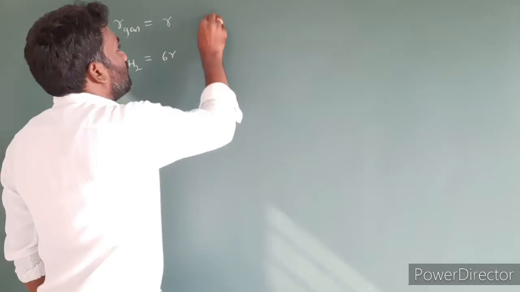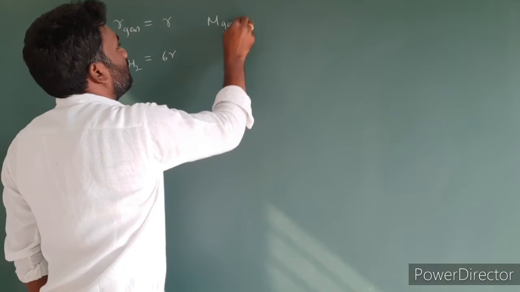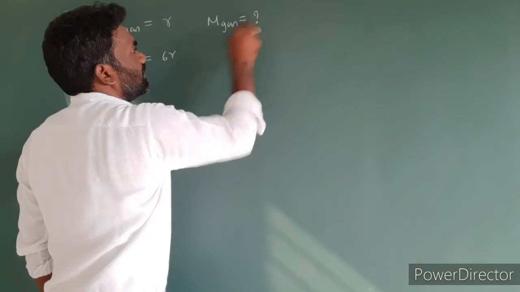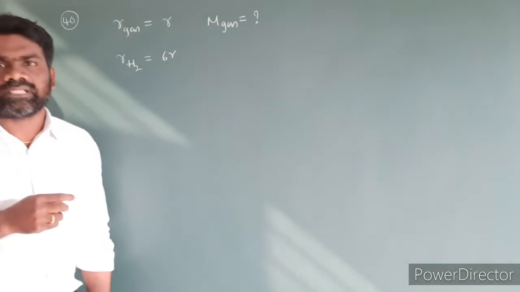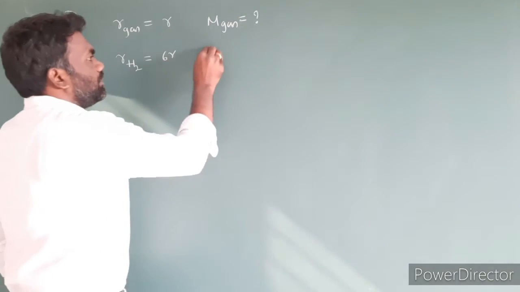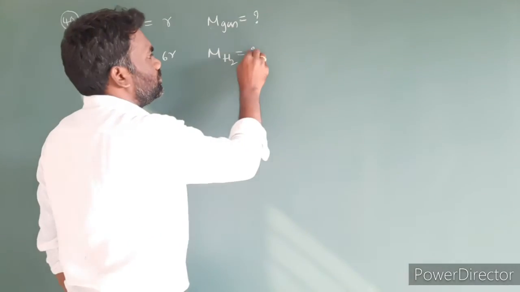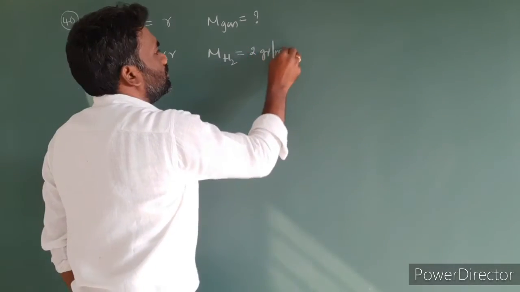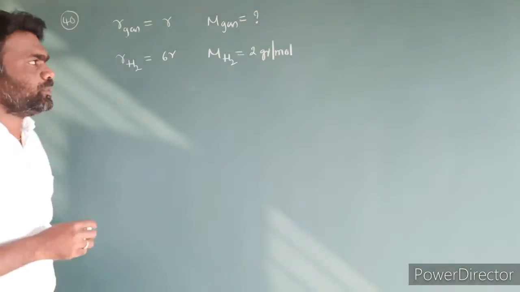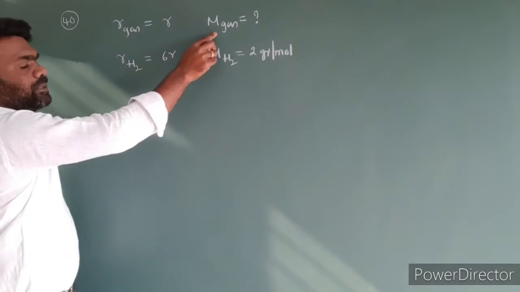Next, the molar mass of the unknown gas. We have to calculate the molar mass of the unknown gas. Next, the molar mass of hydrogen gas. How much is the molar mass of hydrogen gas? 2 gram per mole. So we have to calculate the molar mass of the unknown gas.